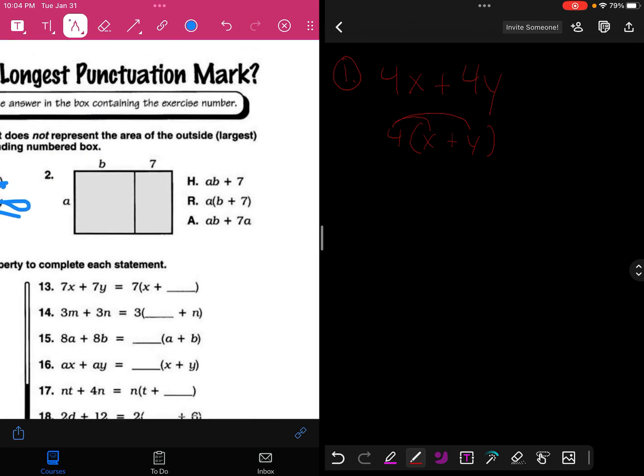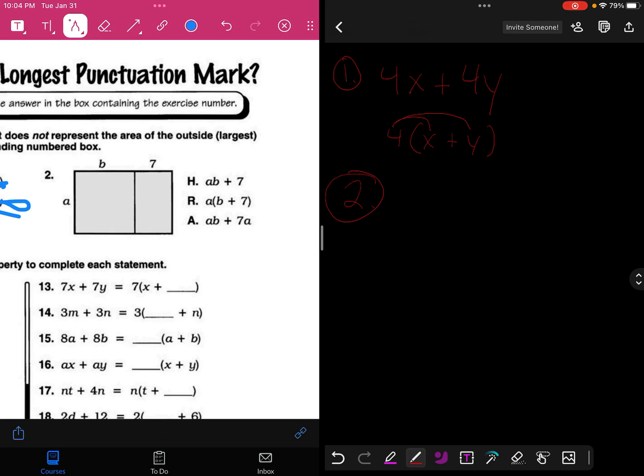All right, let's look at number 2. We've got... sorry guys, my kitty knocked over my notebook and stuff.